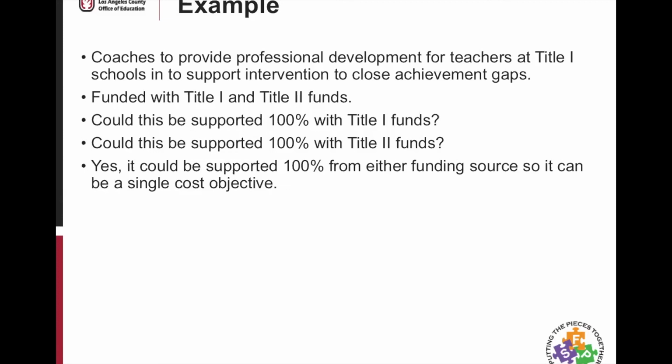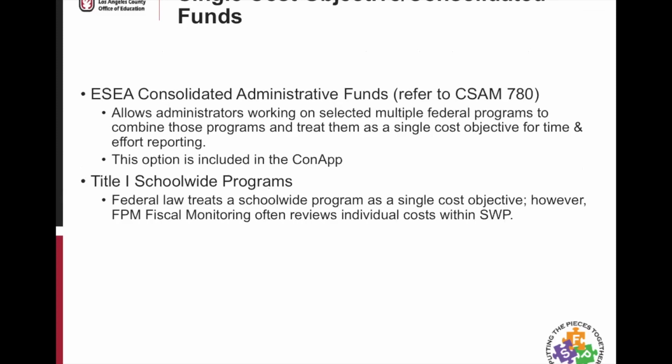All right, next slide. Yeah, just a couple things. ESEA, I mentioned consolidated administrative funds. I'd refer you to the CSAM section to look more at that. But in the consolidated application, you can check a box and say your administrators can work on selected federal programs, and they can bind them and treat them as a single cost objective for time and effort reporting. The issue people have, and the reason they don't use it, is because most administrators do more than just federal programs. They end up doing some general fund things too, so it usually doesn't work.